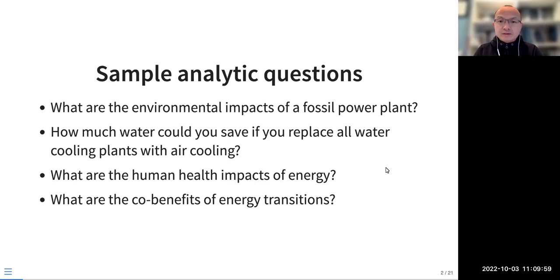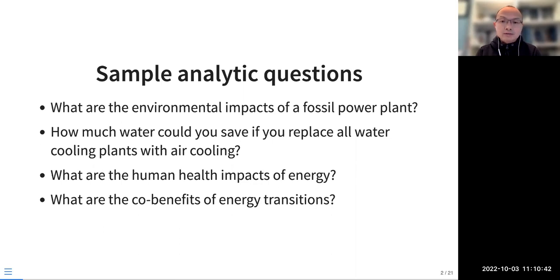Some analytic questions we should be able to address after this session are, for example, what are the environmental impacts of a fossil fuel power plant? With the emission rates, technology characteristics, and evolution of pollution control, we should be able to do some calculations or simulations of the emissions of certain power plants.